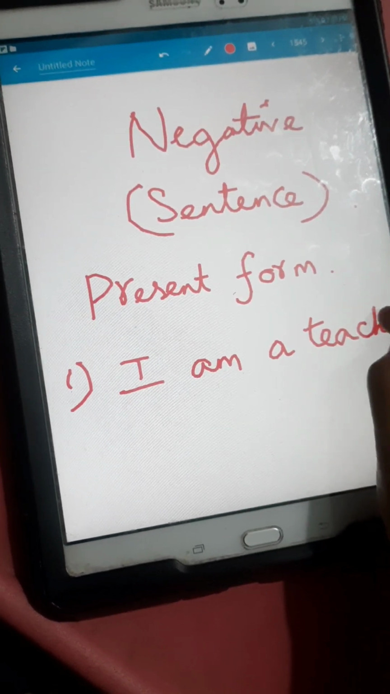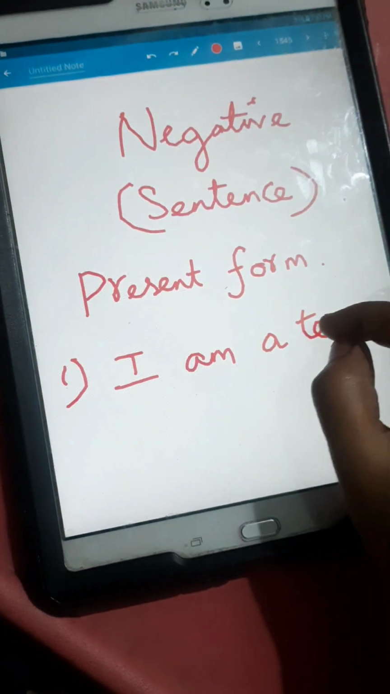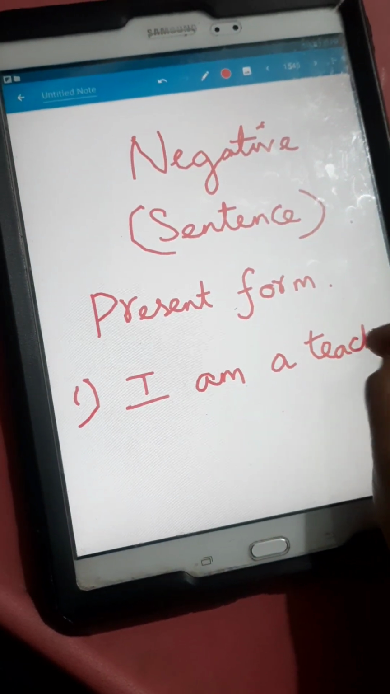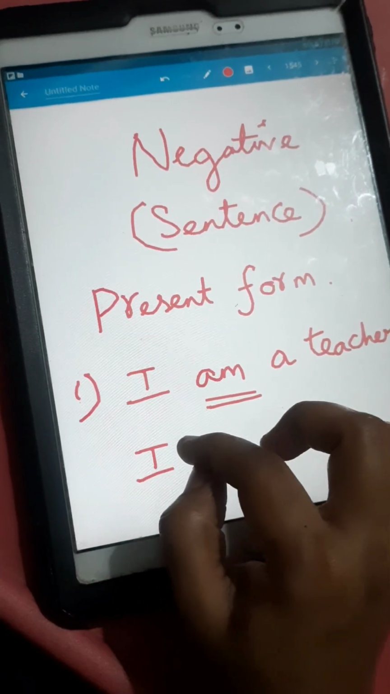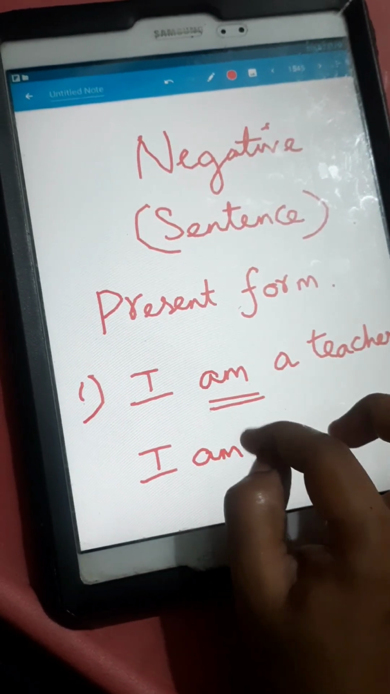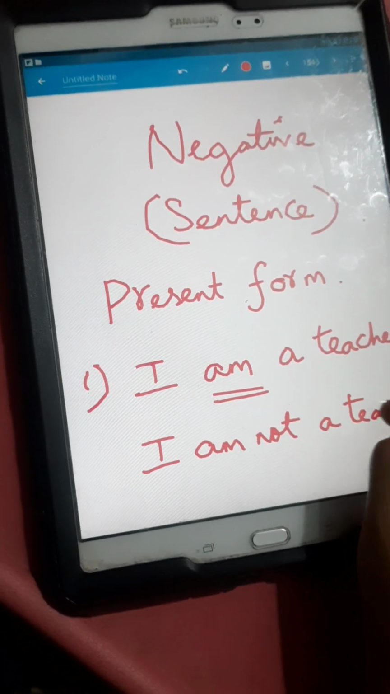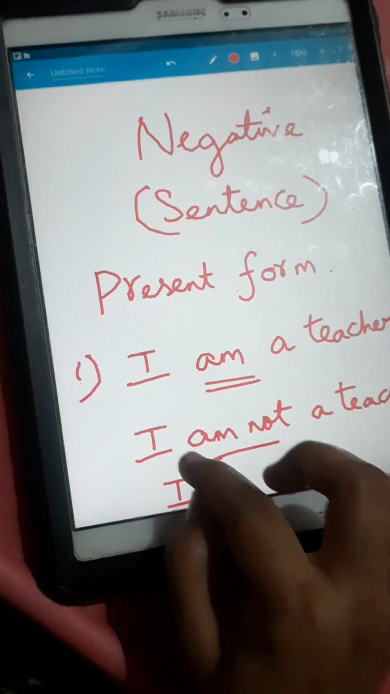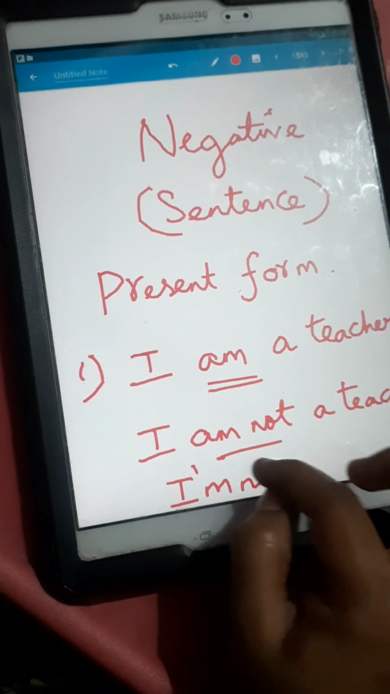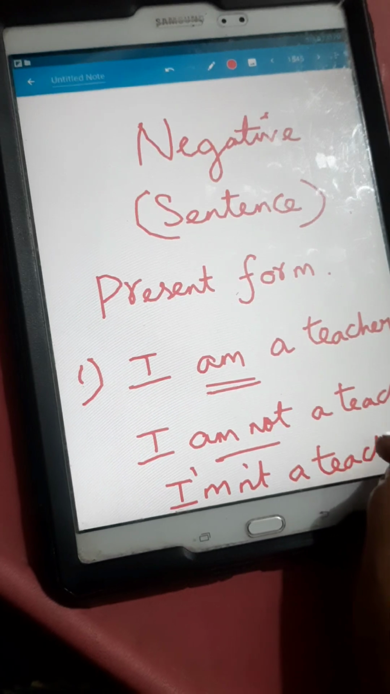So in this sentence, you see here, I am a teacher. In this place, you have to concentrate on the helping verb. The helping verb is am. So you have to add not to this am. I am not a teacher. In contracted form, you can say, I'm not a teacher. So like that we can say.